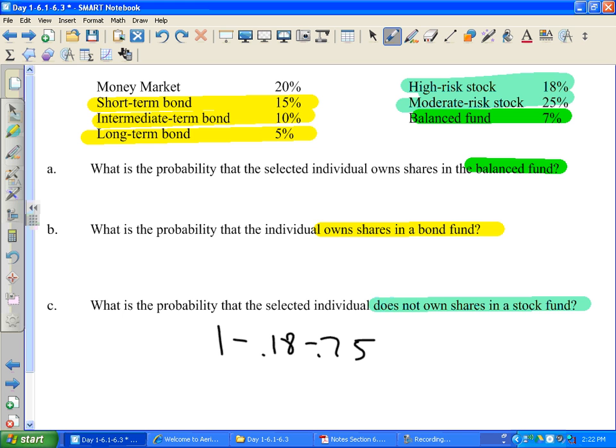The other ones, I'll write that work in here. That's going to be 0.15 plus 0.1 plus 0.05. The balanced fund is 0.07. Does not own a stock. We know that 100% added together. Take away the stocks, then you've got not owning a stock. What is it? 0.57? All right, what do we got there? 0.3? Fine. No, 0.3.